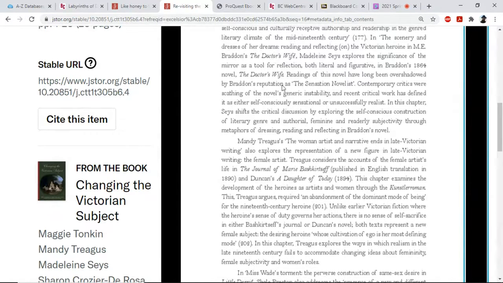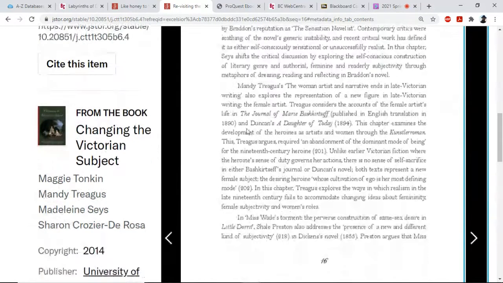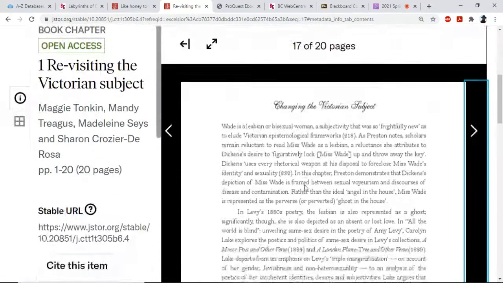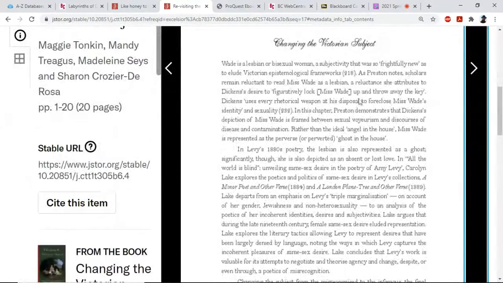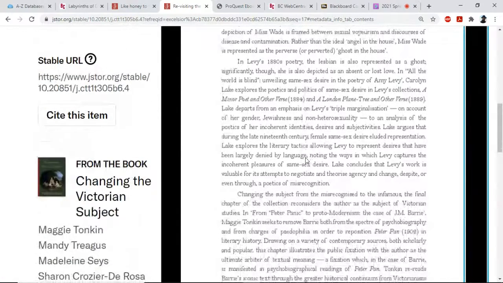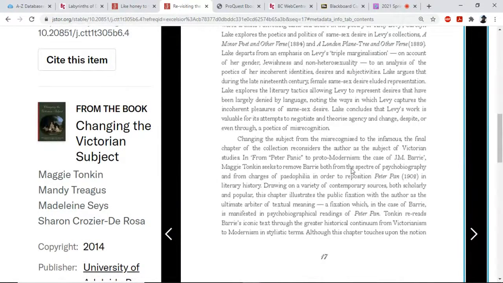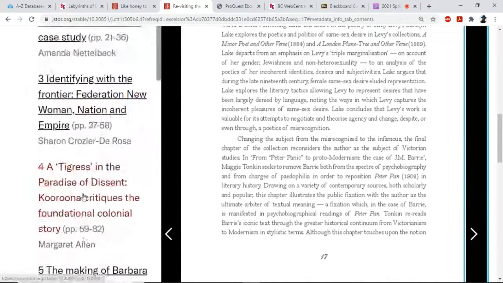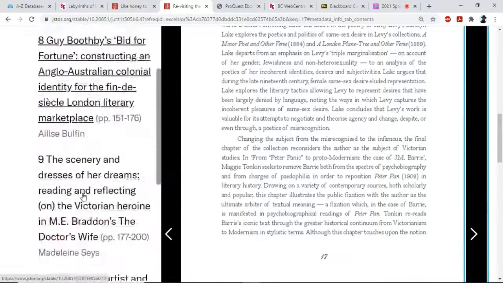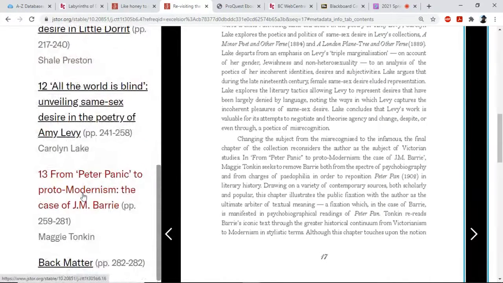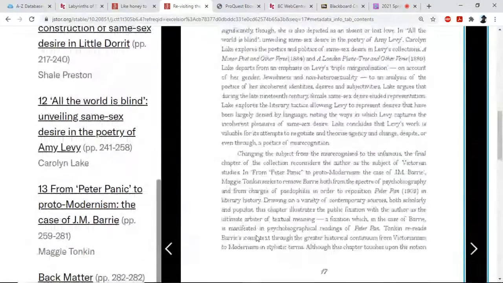So we have other authors, other titles, other authors, other titles. It's not looking too promising, right? We're getting farther and farther away from where we need to be for our research. And then finally, you can see that it ends in Peter Pan. You've already perused the essay headings, the chapter headings, if you will. And we can see that the last one is From Peter Pan to Proto-Modernism, the case of J.M. Barrie. So I think we've exhausted it.